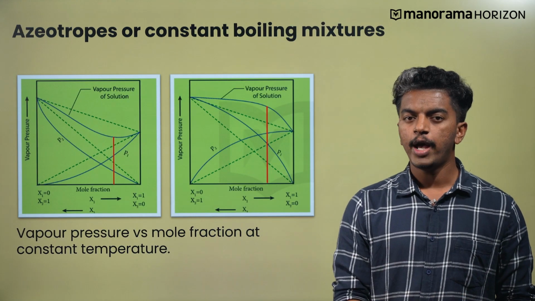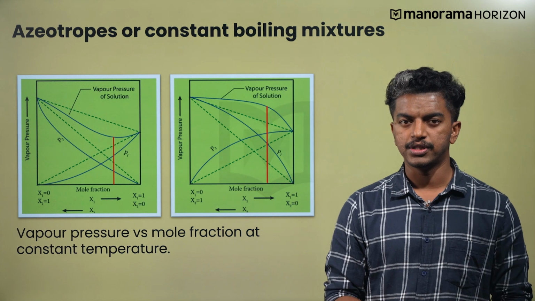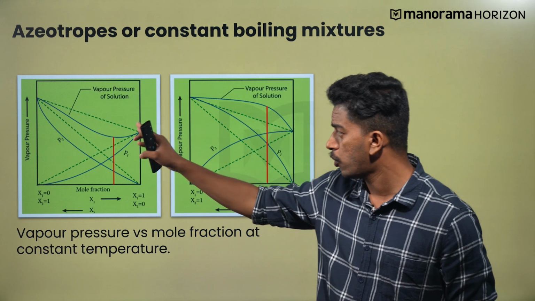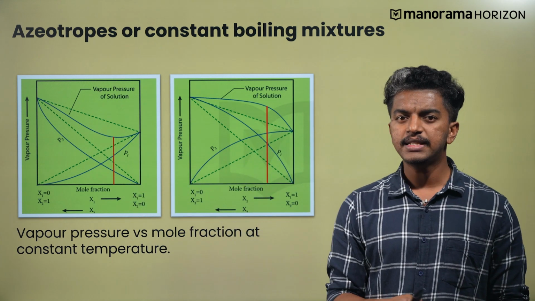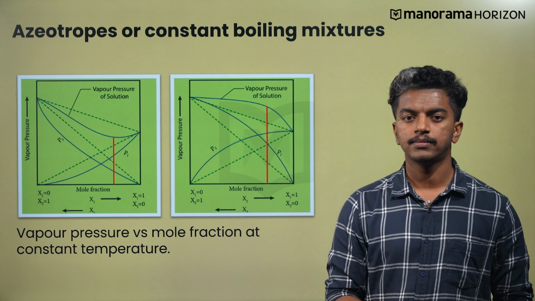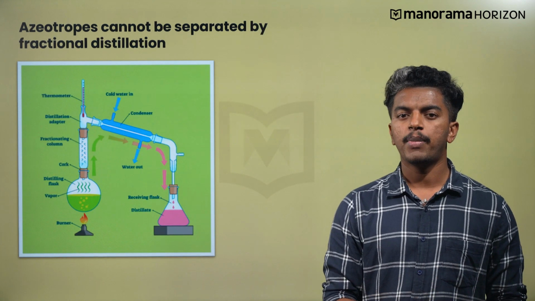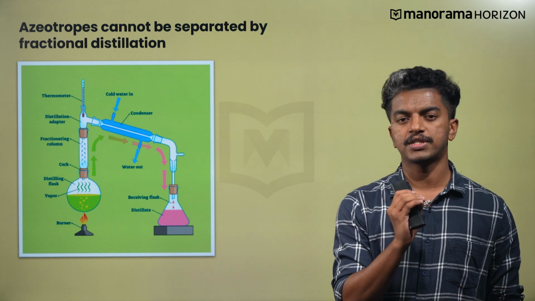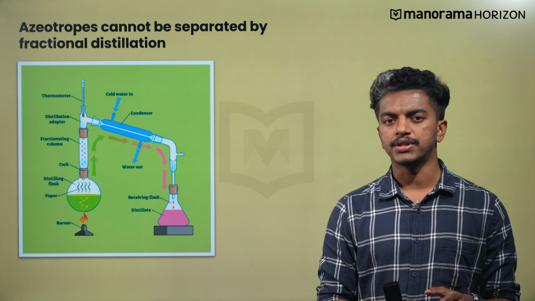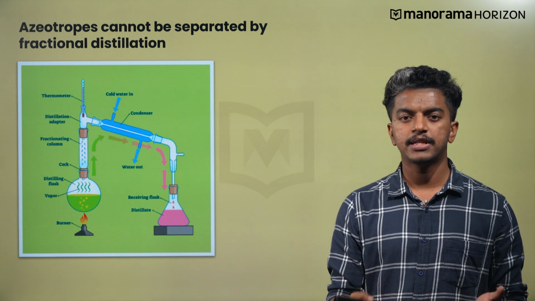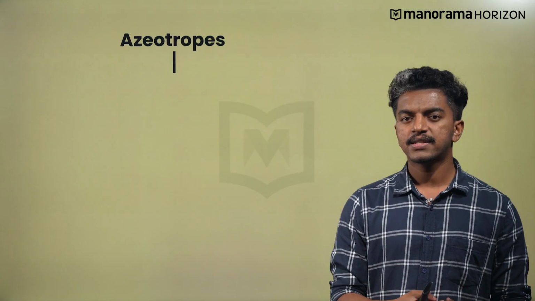If you look into the plot of vapor pressure versus mole fraction for non-ideal solutions, you can observe that there is a large deviation from ideal behavior at specific concentration, as you can see here. These large deviations result in another category of mixtures called azeotropes. Azeotropes are binary mixtures having the same composition in liquid and vapor phase and boil at a constant temperature. That is, at a particular composition, the mixture behaves as if it were a single component. Such a mixture cannot be separated by fractional distillation. Next, we will see in detail what azeotropes are.